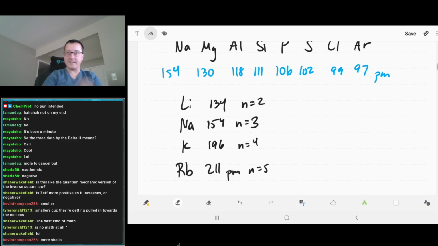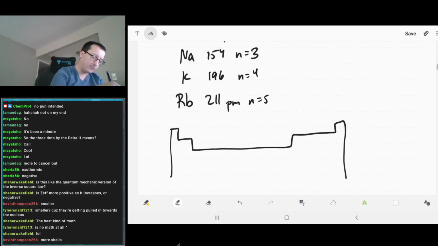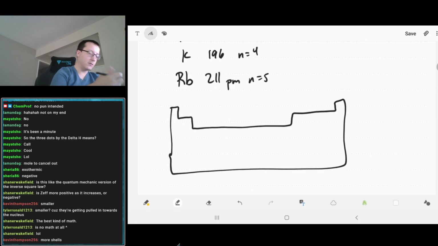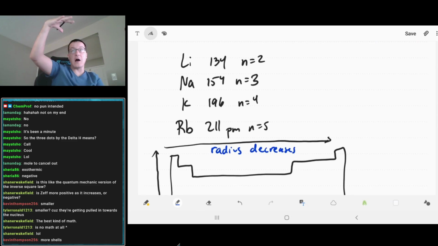So let's see what this means. Periodic table, here we go. We're going to see as we go up and to the right, our radius decreases. We are getting smaller as we go to the right. And we saw we also are getting smaller towards the top.